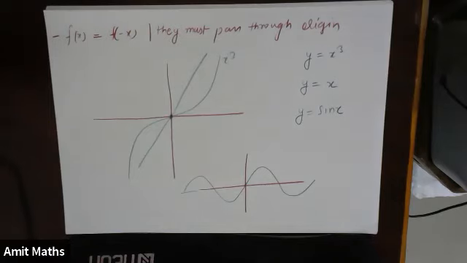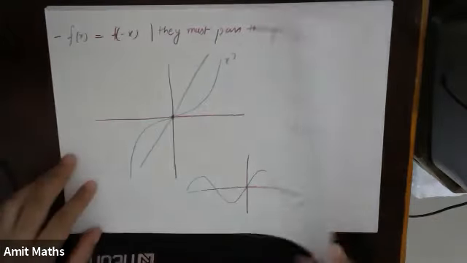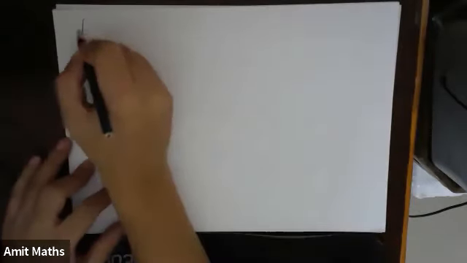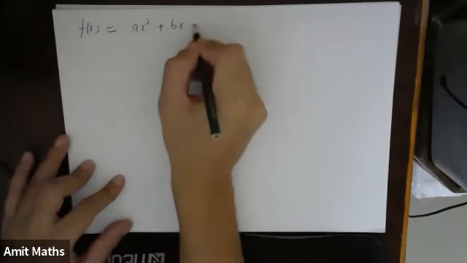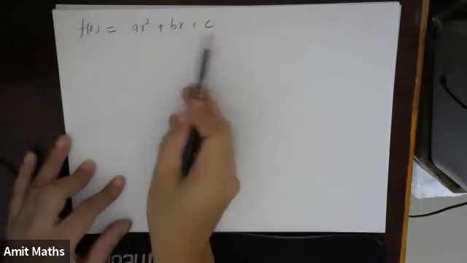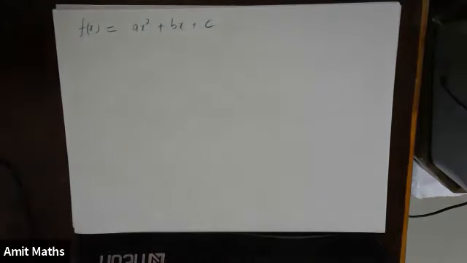Now, I have given you examples of perfectly odd or perfectly even functions. Now suppose I have a function like a polynomial function or a quadratic expression. The function is given as f of x is equal to ax square plus bx plus c.